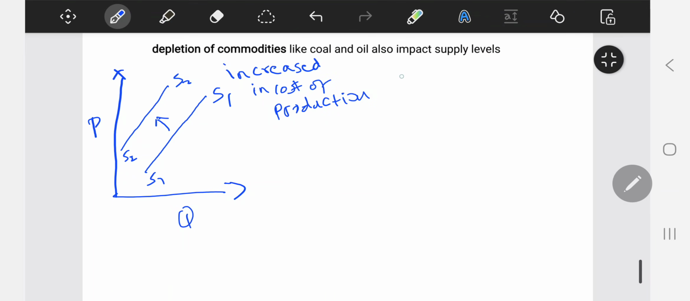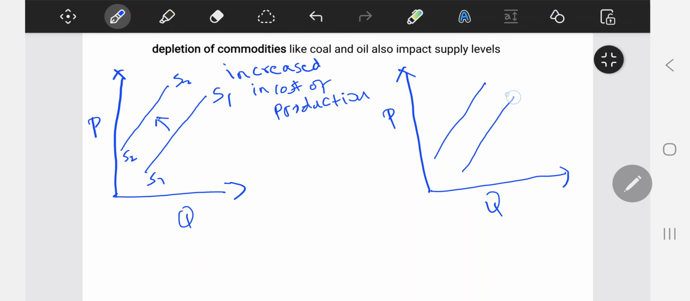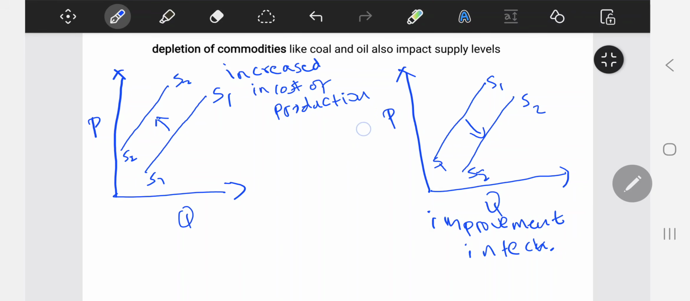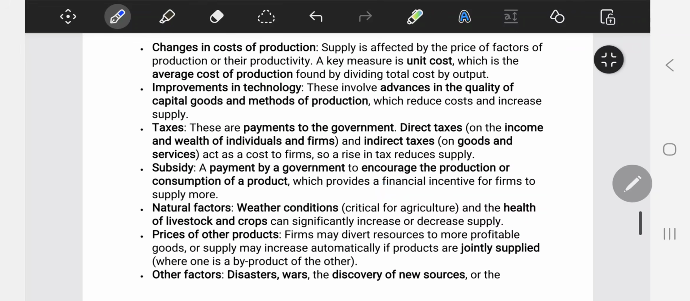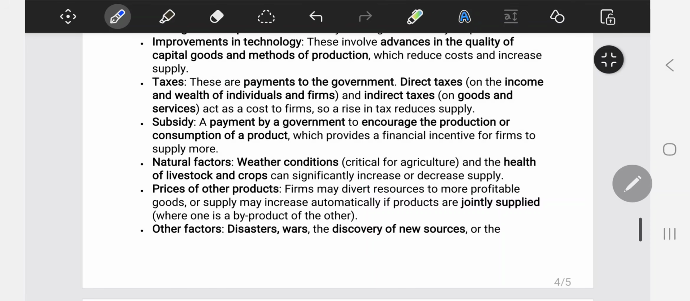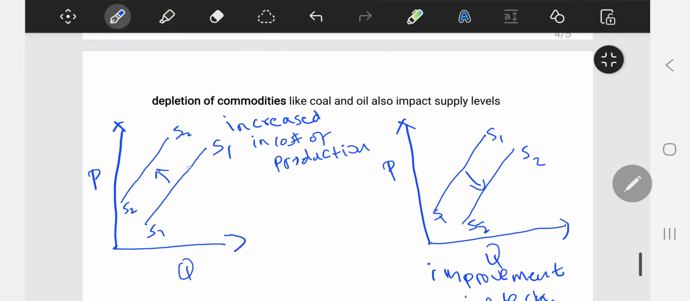An improvement in technology is going to shift the supply curve to the right. So this is an improvement in technology. It's going to shift the supply curve to the right. So an improvement in tech, for example. I'm just going to write tech. Now, moving on, taxes. If the government charges taxes, for example, introduces a sales tax, it's going to reduce supply and it's going to shift the supply curve to the left.